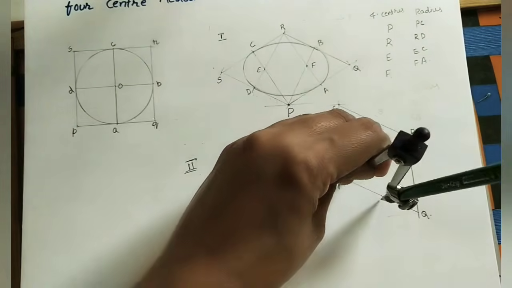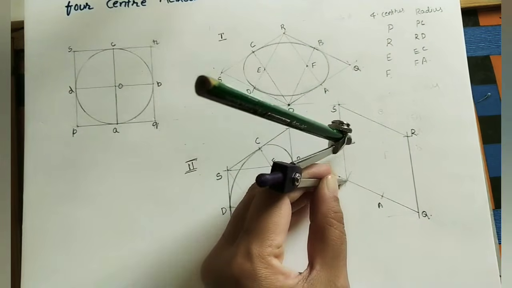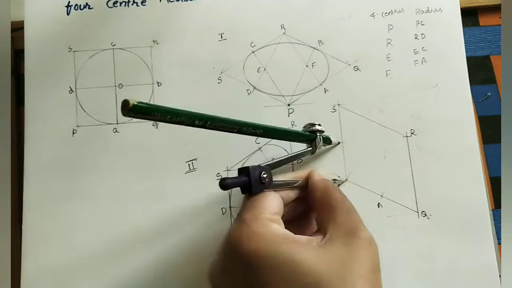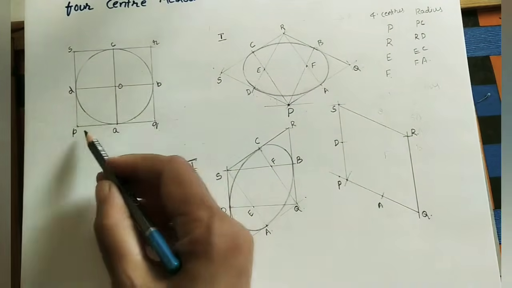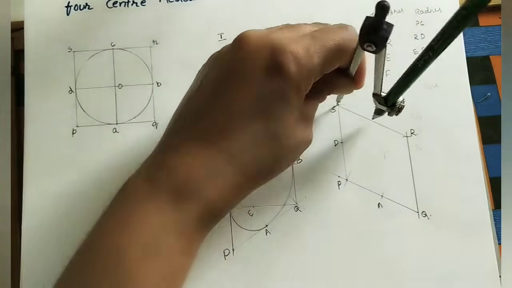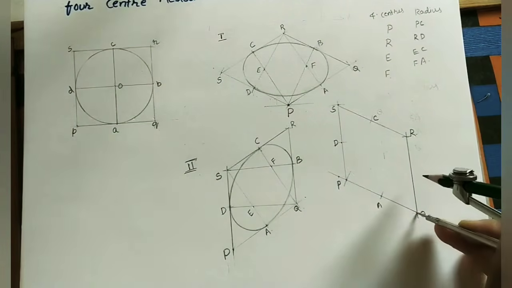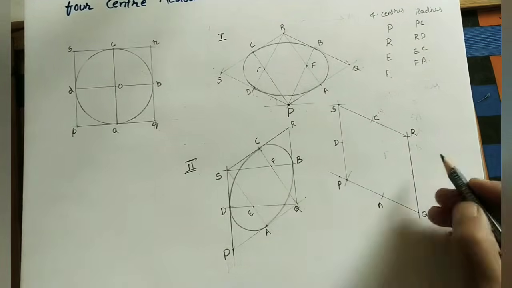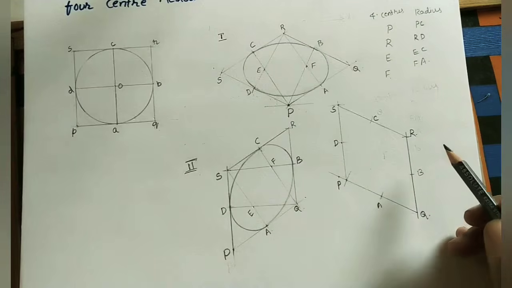Here from P as center, do an arc. This is the A point. P as center, mark this middle point. This point is D point. And similarly this length is the same. So S as center, do an arc here. This is C point. And Q as center, do an arc. This is the B point. Here we have marked all the middle points.